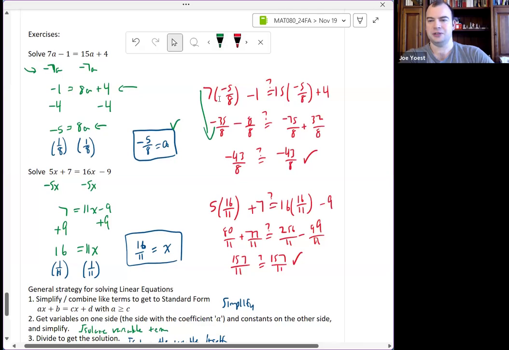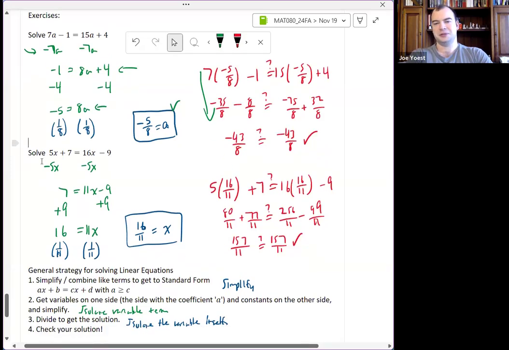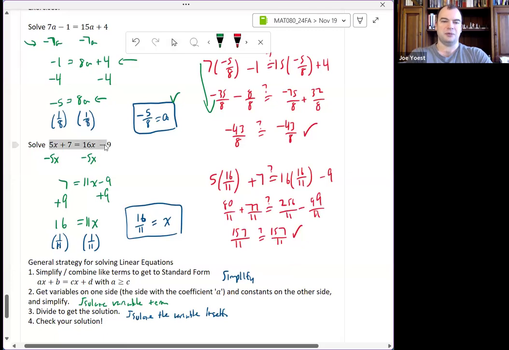Okay. So checking is a little bit tedious, but it's not too bad, especially because the fractions on both sides all have the same denominator of 8, or they're integers, so that makes it a bit easier to work with those fractions. And then our second problem, solve 5x plus 7 equals 16x minus 9.